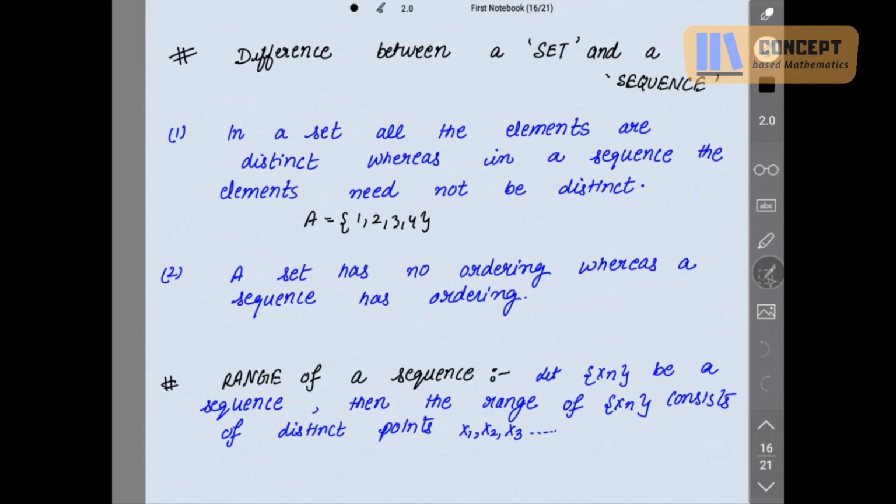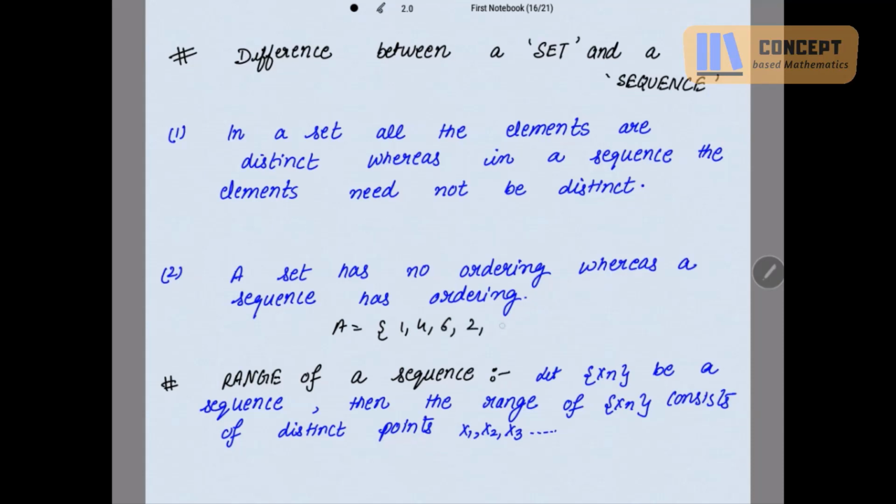Then the second difference is that a set has no ordering. You can have a set as 1, 4, then 6, then 2, then 5 and 3. There can be no ordering. But in a sequence, we need an order. We need a definite rule, right? So if you take a sequence of natural numbers, it should be 1, 2, 3, 4, 5, 6. So this is your sequence and this is your set. Order doesn't matter in a set, but in a sequence we need a definite order.